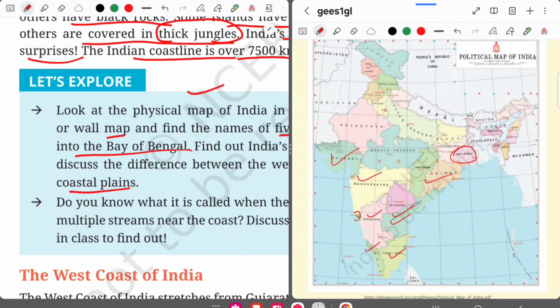West coast states are Gujarat, Maharashtra, Goa, Karnataka, Kerala, and east coast states we have Tamil Nadu, Andhra Pradesh, Odisha, West Bengal. If I have missed out anything, you can comment down in the comment section. So we have already found this. Now the next question: we have to find the difference between the western and the eastern Ghats.